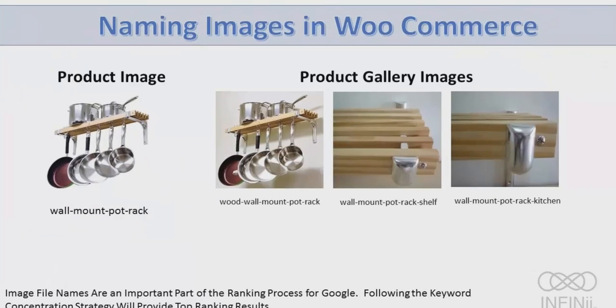Naming images for your online store is a big part of ranking in Google search. The product image is a single image inside of WooCommerce, so it is important to use your main keyword phrase as the image name. As you can see here, we have replaced the spaces between the words with a hyphen or a dash. Let's move to the product gallery images.